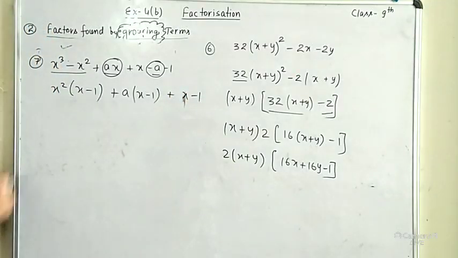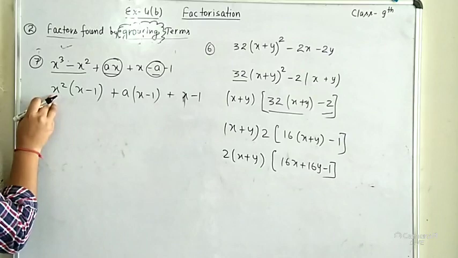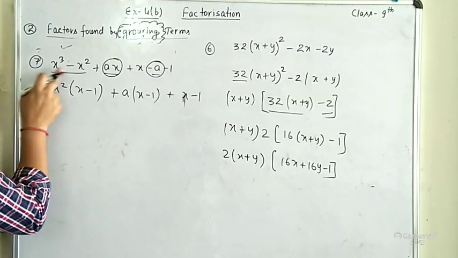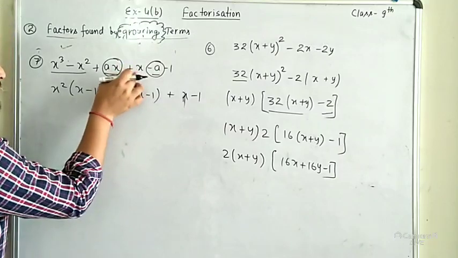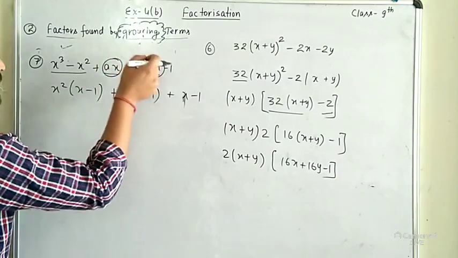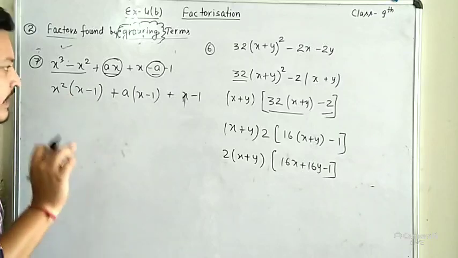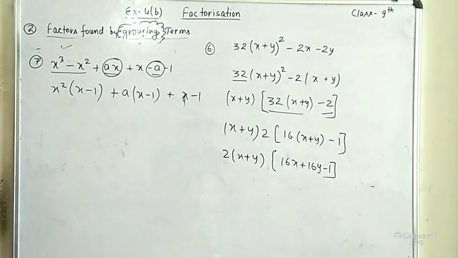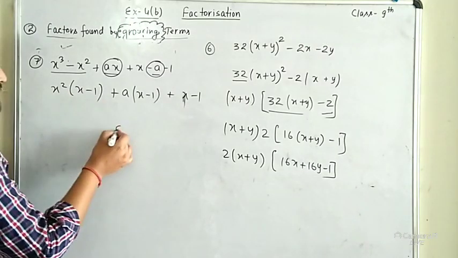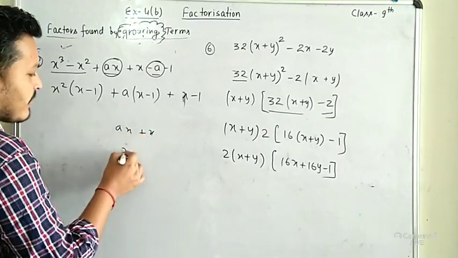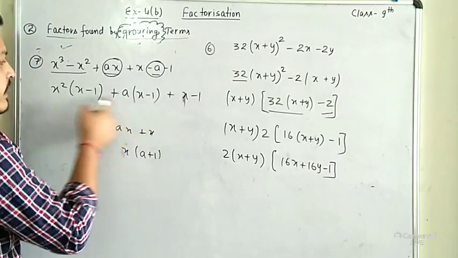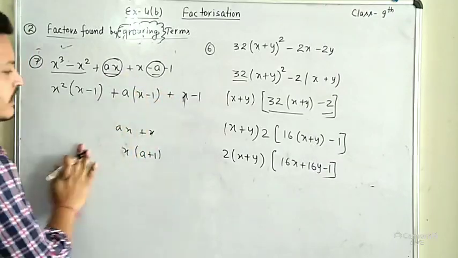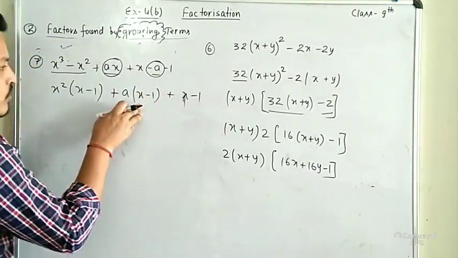In the first two parts I have taken x square as common, x minus 1. Next, we can take common here as well, but if you take x common here, then a plus 1 will remain. But inside the bracket, I told you, we need the same things inside the bracket. If you take x common from ax plus x, a plus 1 remains, but we need the same number. So I am taking a as common out, x minus 1.